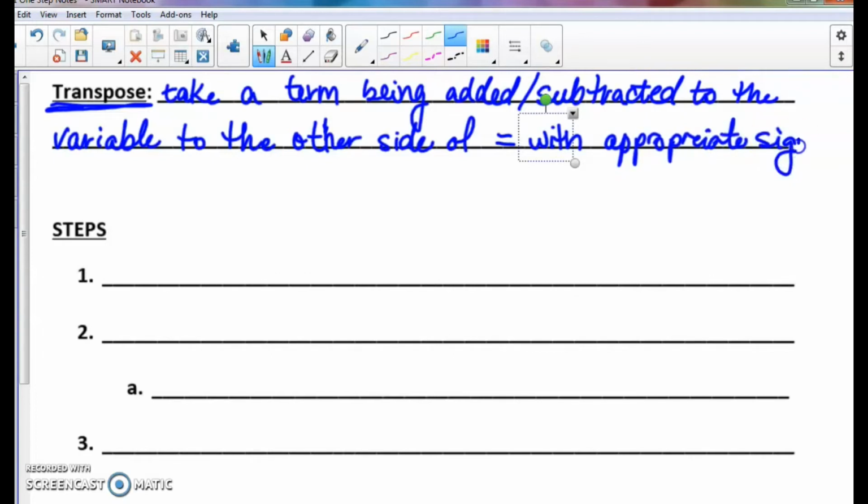I didn't give myself enough room, so I'm going to go below sign change. That's okay, because I needed to come down here anyways to show what I mean. For example, if it's addition, you change the sign to subtraction on the other side of the equal sign, and vice versa. If it's being subtracted, we're going to change it to addition.